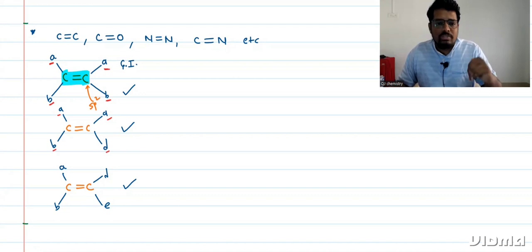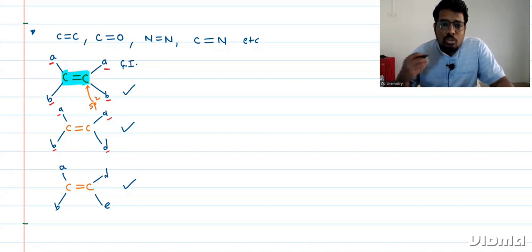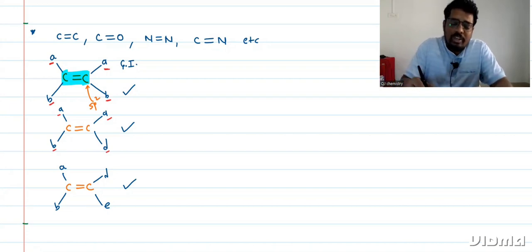So what is the first condition? There should be restricted rotation. And the second condition is that different groups should be bonded to the double bonded system. And what is the third condition? The third condition is that the groups which are responsible for showing geometrical isomers should lie in the same plane, right? So you have to remember three conditions.